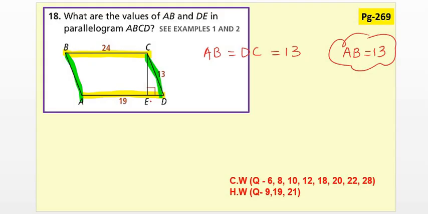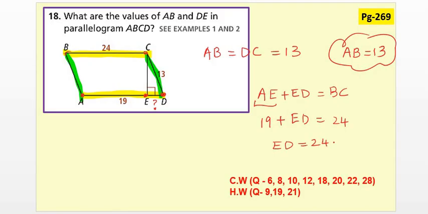The second part says find DE. This one, how long is this one? So we can see from here that AD will be equal to BC, meaning the yellow line will be equal to the yellow one. So we can say that AE plus ED, because there are two parts for this one, the sum of these two will be equal to BC. If you put the values into it, AE is given 19, but ED is not given, so leave it, and BC is given 24. Now move this 19 to the other side, so it will become 24 minus 19, so it will give us ED equals 5.